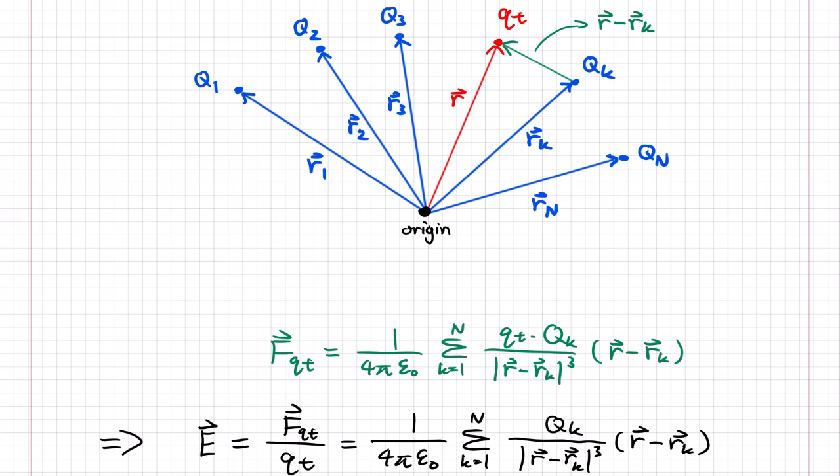We can find the electric field intensities caused by multiple point charges by dividing the expression we obtained by QT, since electric field intensity is defined with Coulomb's law, so superposition holds also for electric field intensity.